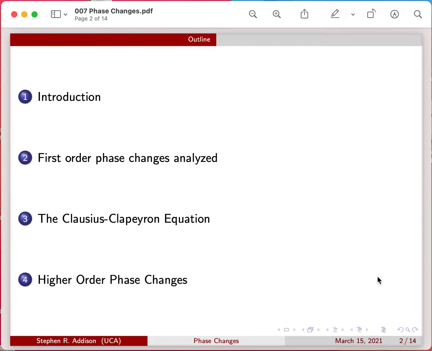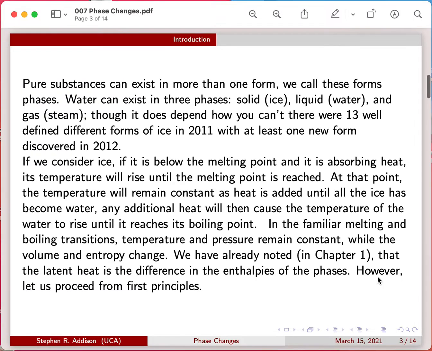So we'll do an introduction. We'll introduce the idea of a first-order phase change. We'll introduce the equation for phase changes, and then we'll look at some higher-order phase changes. Basically, we're going to be interested in the three normal phases of matter: solid, liquid, and gas, and we'll be considering what happens as you move between those phases.